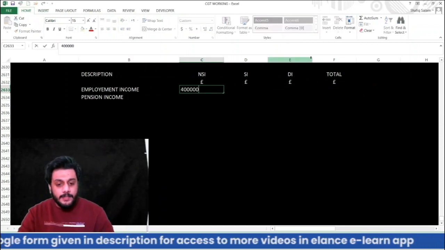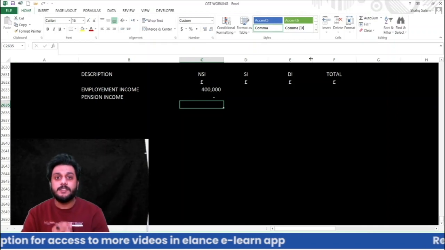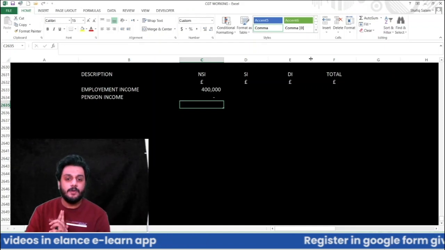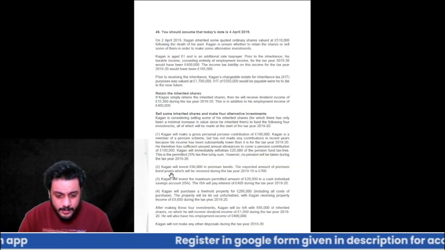So employment income is 400,000, which was already given. Pension income I will be putting 0. You know why? Because no taxable amount is arising as a result of the pension contribution. So I'll be putting 0 under the NSI. Okay. Now, what is the next investment you're going to make?